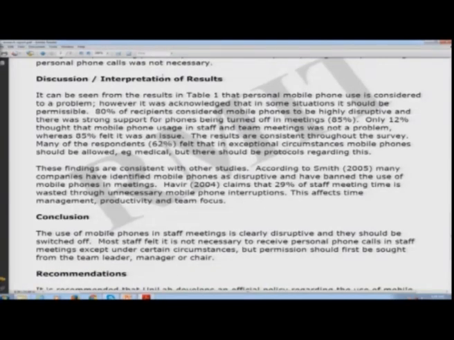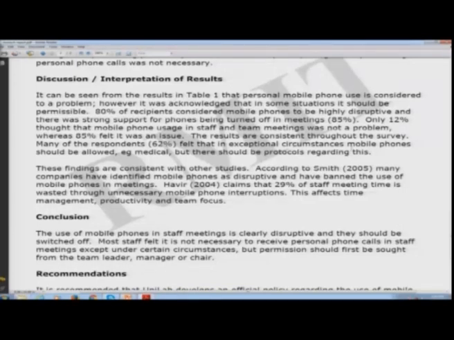Now, discussion. It can be seen from the results in table 1 that personal mobile phone use is considered to be a problem. However, it was acknowledged that in some situations it should be permissible. 80% of the respondents considered mobile phones to be highly disruptive, and there was strong support for phones being turned off in meetings, 85%. Only 12% thought that mobile phone usage in staff and team meetings was not a problem, whereas 85% felt it was an issue. The results are consistent throughout the survey. Many of the respondents, 62%, felt that in exceptional circumstances, mobile phones should be allowed, for example, medical, but there should be protocols regarding this.